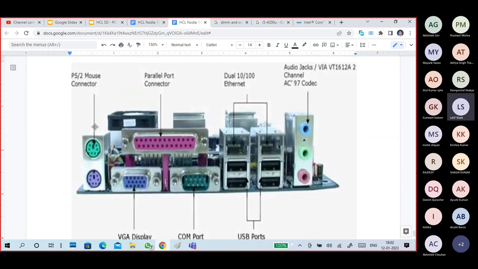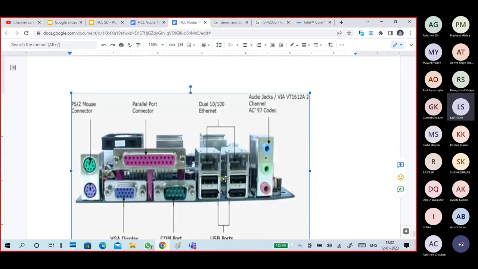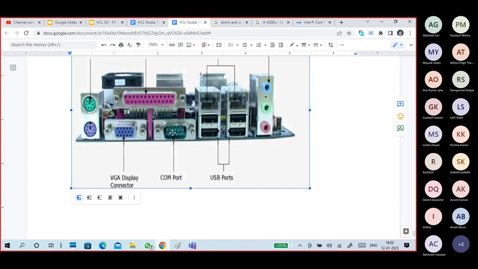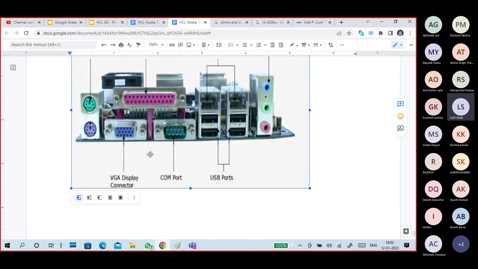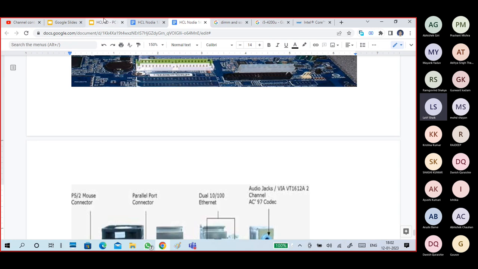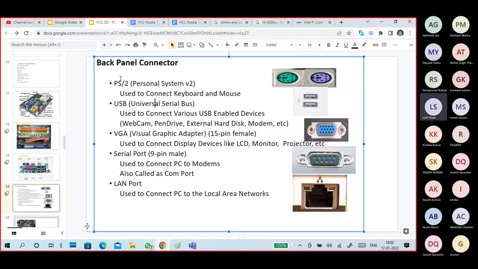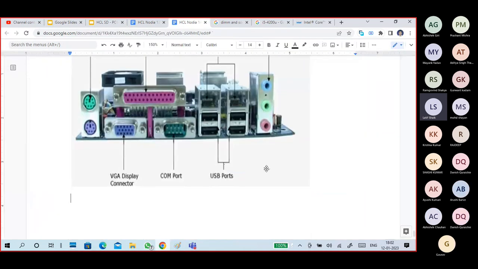You can see there are PS/2 connectors, serial port, and parallel port. Nowadays we are not getting so many of these connectivities. This serial port, or COM port, or parallel port, we are missing nowadays. So we are getting VGA port, HDMI port, USB ports, and LAN port. COM port, serial port, RS232, all these names are the same. This is the back panel connectors, their names and their details.